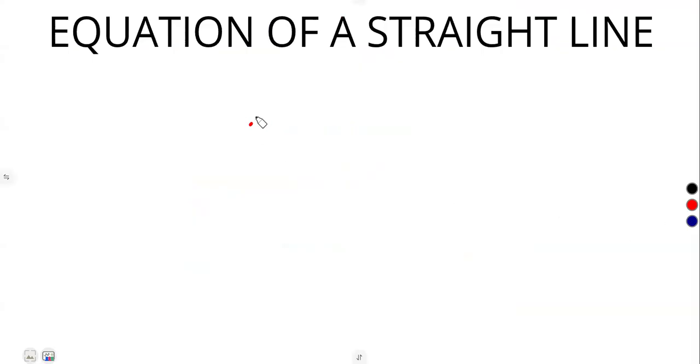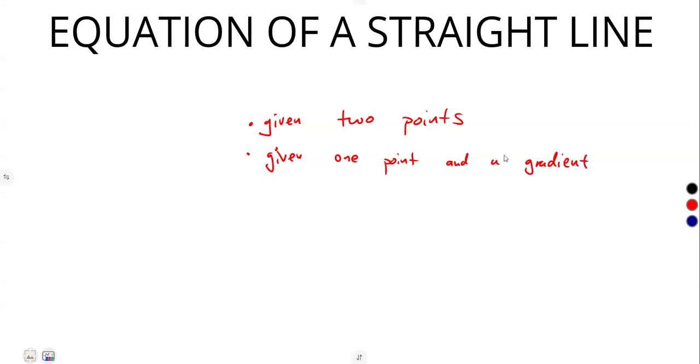To determine that equation, you can be given 2 points. These are now conditions that you might be given. You might be given 2 points, all right? So in this class, I'm going to explain everything, so it's going to be long. You can be given 1 point, or 1 point and a gradient, as you can be asked to determine the equation of a straight line.